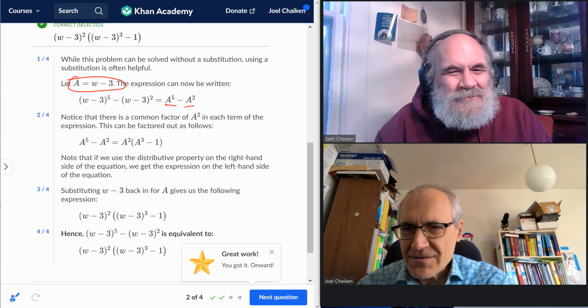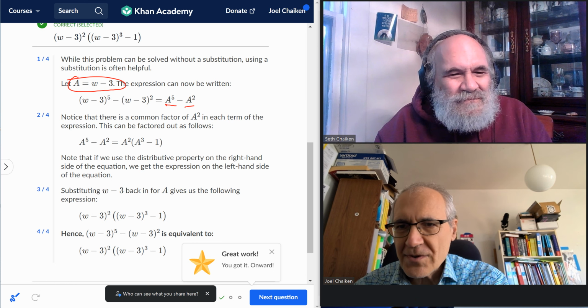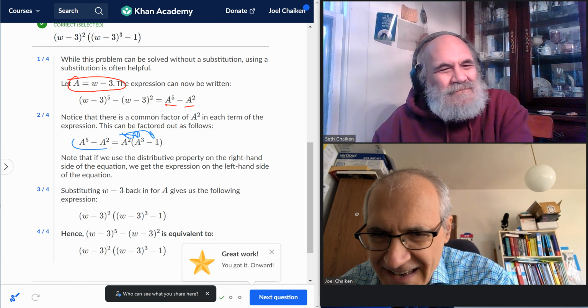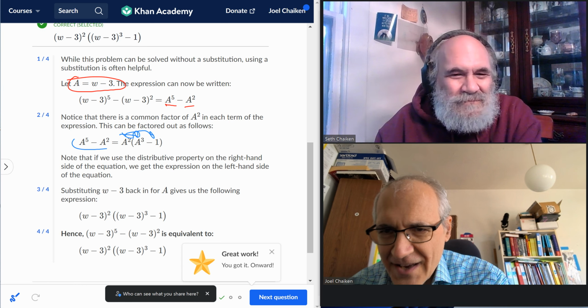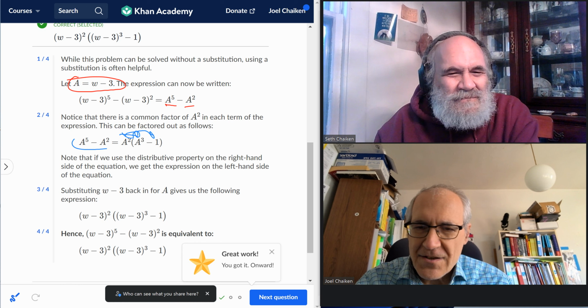Okay, anyway, so they do this, right? They make a substitution, they factor this. Notice it's undistributing. If you distribute this to this and this to this, you get this. That's a good way to check. Look, they even say if you use the distributive property, you get it right. So they say to check, always a good thing to do. You substitute back, you get the answer.